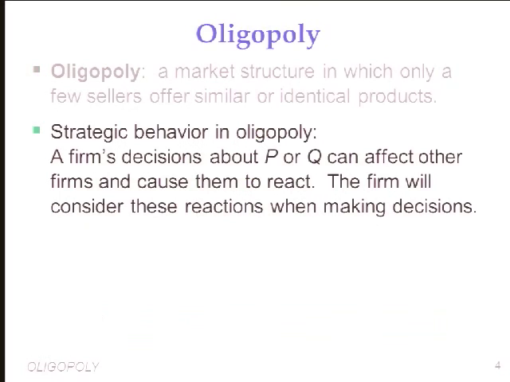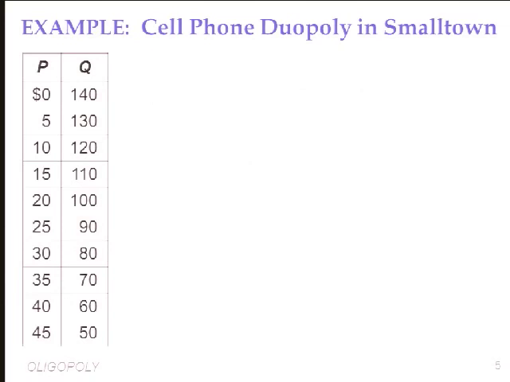There's some city, we're going to call the city Small Town, and there are two cell phone providers. And as a result, we have a special case of an oligopoly, namely a duopoly, because there are only two firms, right? Okay, this is the demand schedule that exists in this small town. And what we have here is, for all of the prices, the corresponding quantity that will be demanded by consumers in that small town.